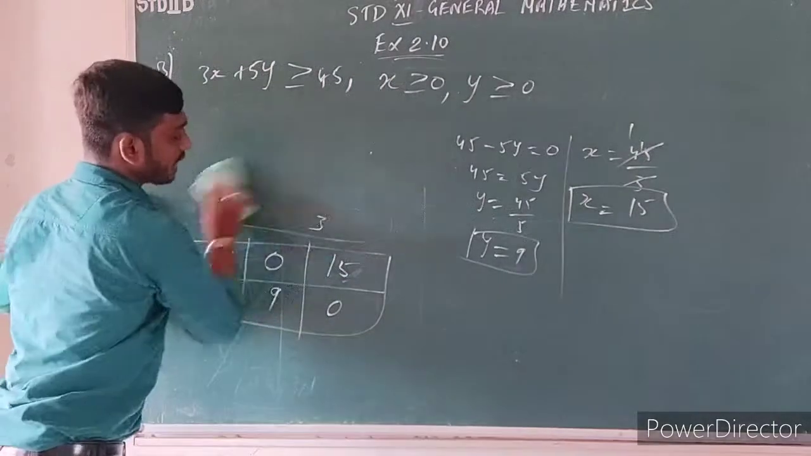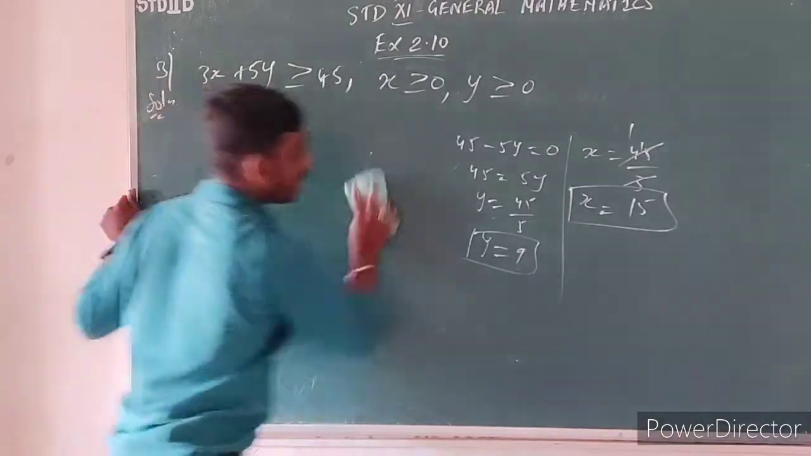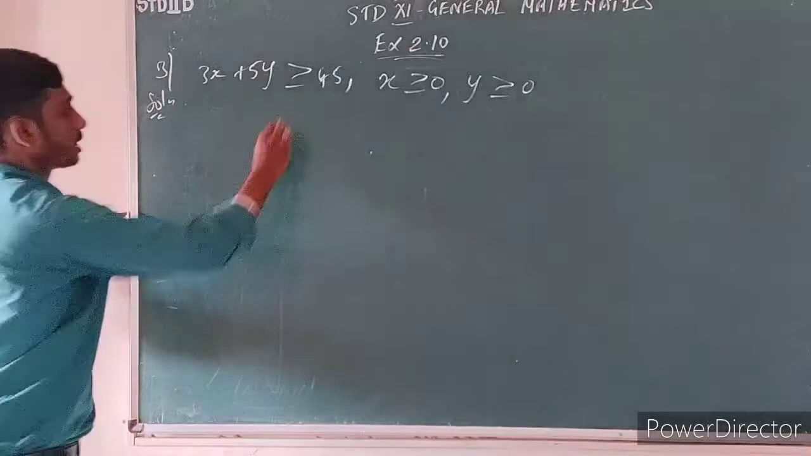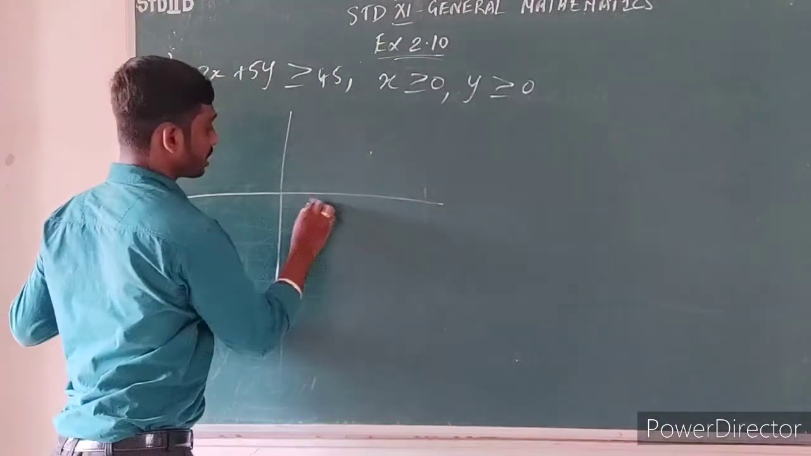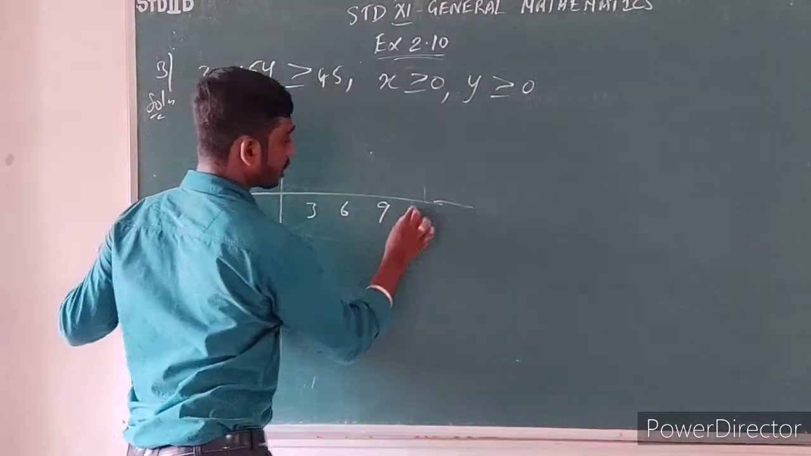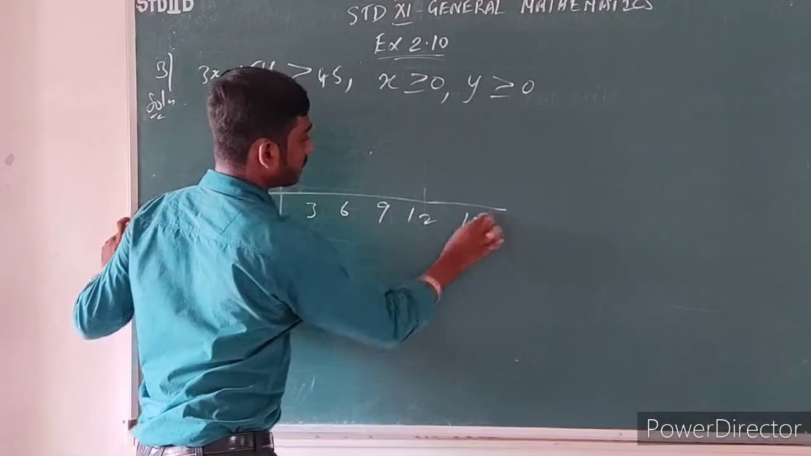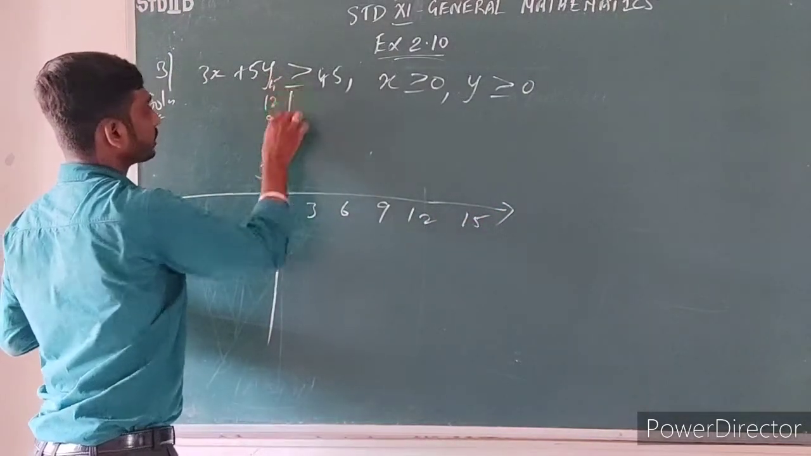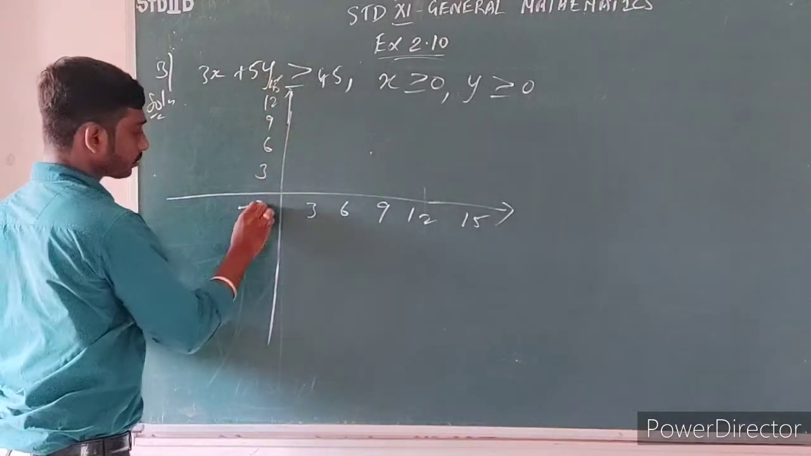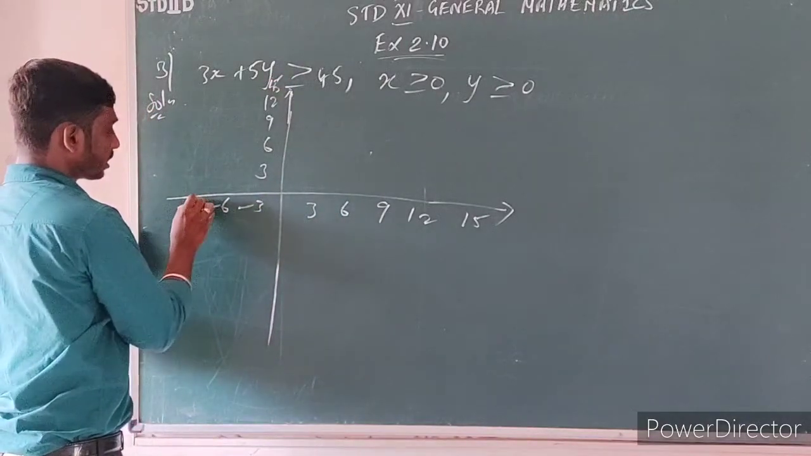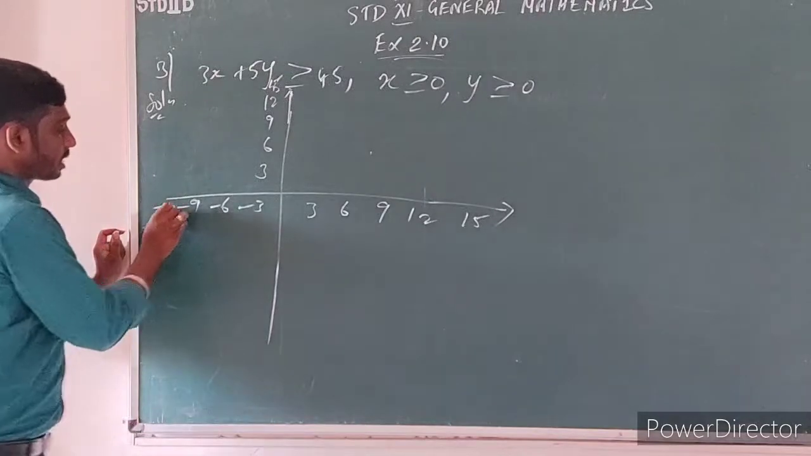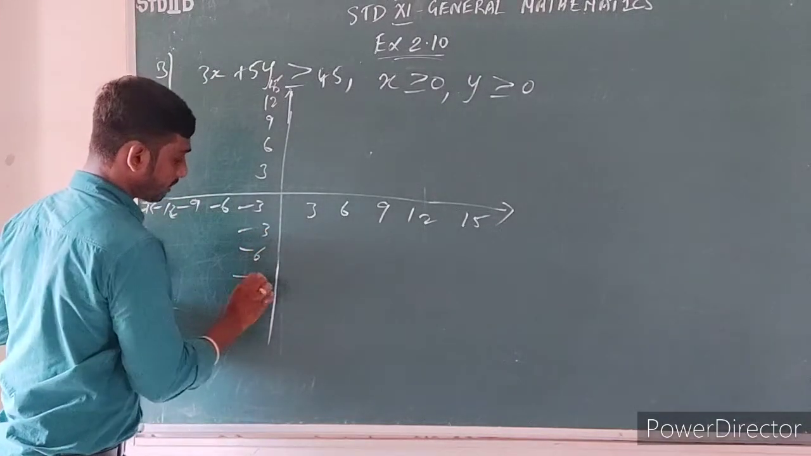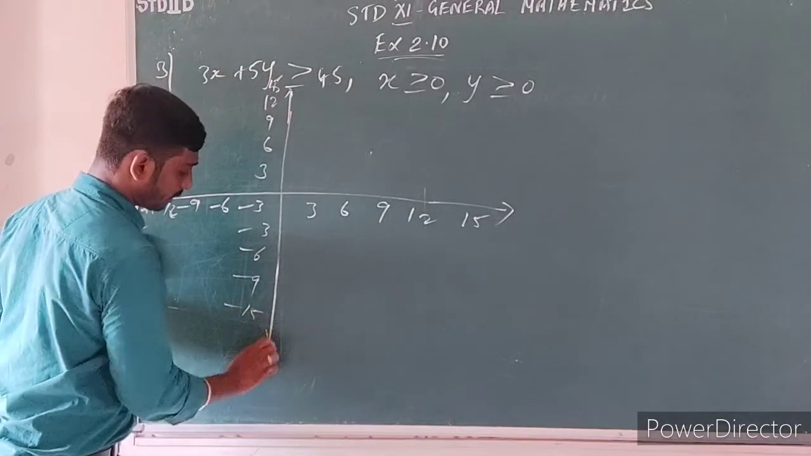A simple one. What is the extreme point here? You have to shade the region. Here itself we are having 3, 6, 9, 12, then 15. Then here itself 3, 6, 9, 12, 15. Then minus 3, minus 6, minus 9, minus 12, and minus 15 here.